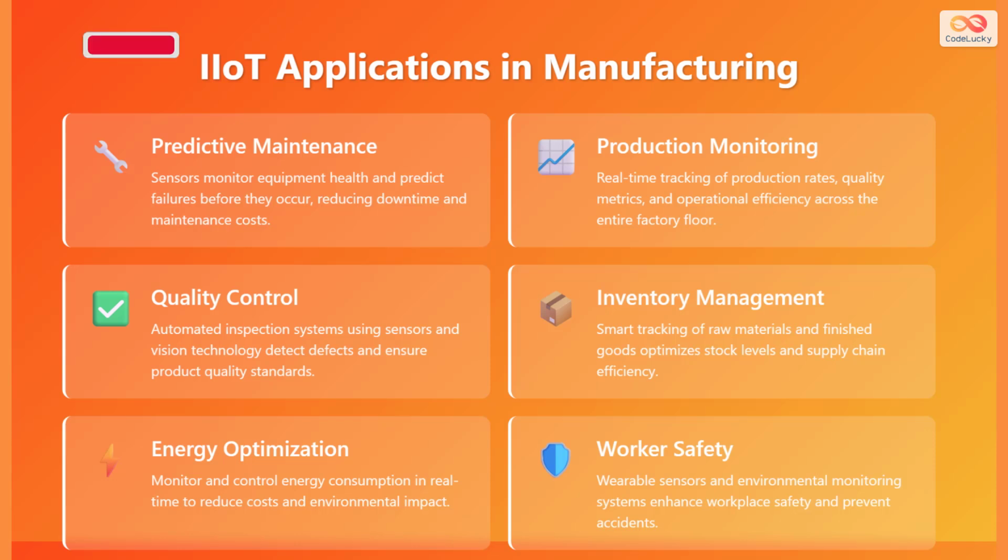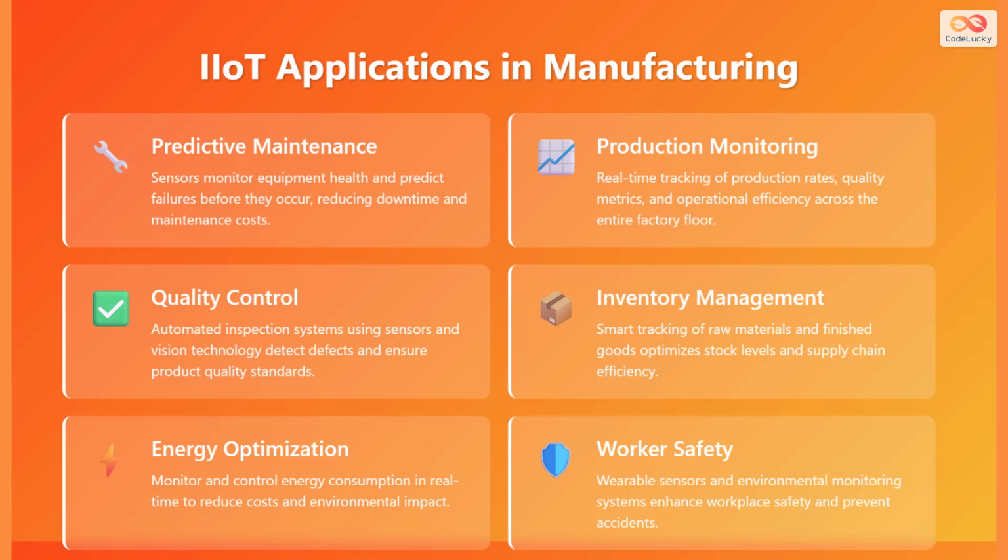IIoT enables numerous powerful applications in manufacturing environments. Predictive maintenance uses sensors to monitor equipment health and predict failures before they occur, dramatically reducing downtime and maintenance costs. Production monitoring tracks manufacturing rates, quality metrics, and operational efficiency in real time across the entire factory floor.